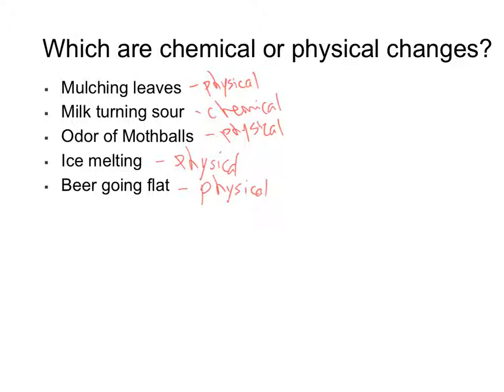When we melt ice, it is still H2O. It has not changed what it actually is. When beer goes flat, that's a result of all of the carbon dioxide escaping from the liquid. We have not changed what it actually is. We have just separated the carbon dioxide from the liquid.